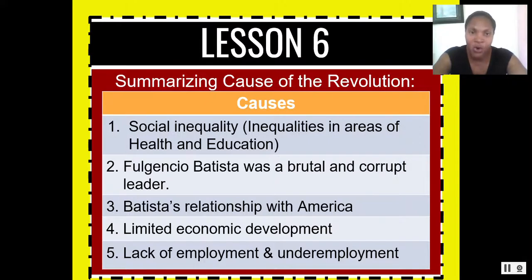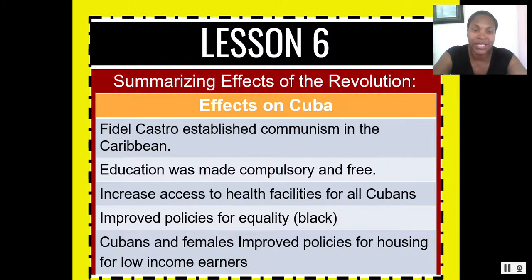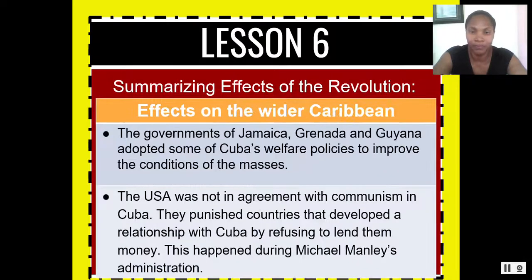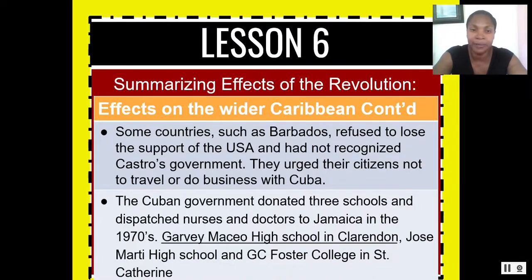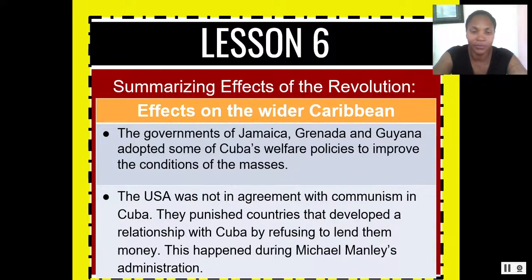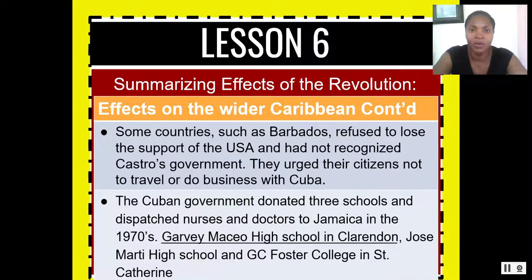So here you go again, a summary of the causes of the Cuban Revolution. And again, you pause the video to make notes or to read. And we also see the effects of the revolution outlined on Cuba. So we can see the results of the revolution.